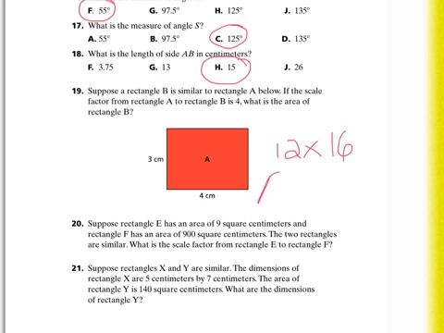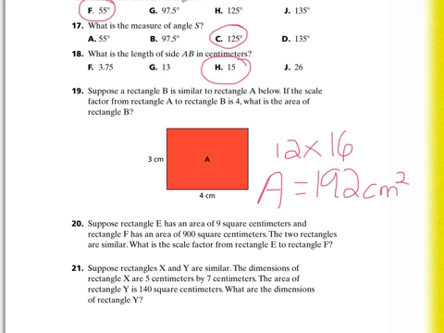And to find area, that's going to equal length times width, and that's going to give us 192 centimeters squared. Okay? So that's the first way you can do it.